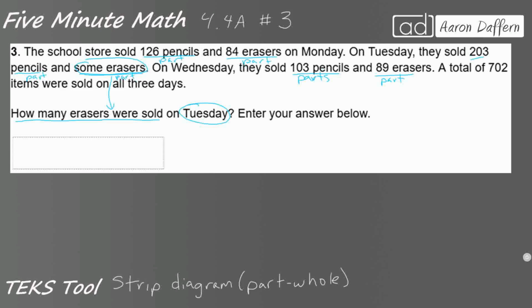We've got 89 erasers. All right, so now we have a total. They give us the whole, 702 items. Okay, so this is going to be our total. So we need to figure out what's that missing amount.